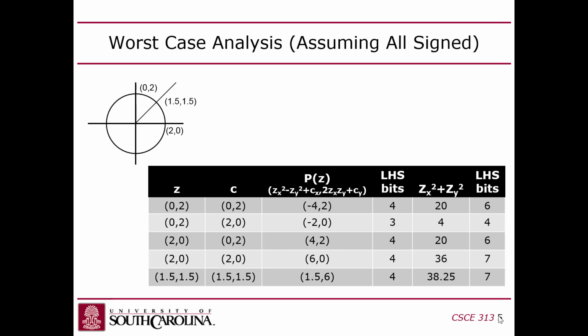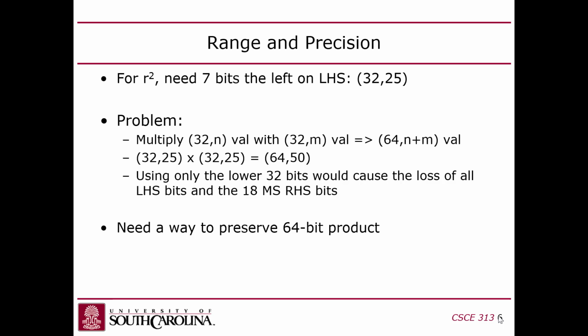To be safe, I think we should go with 7 non-fractional bits. So if I have a 32-bit number where 25 bits are fractional, that should cover me for fixed point. That's actually going to give me 2 more bits than floating point in terms of precision.